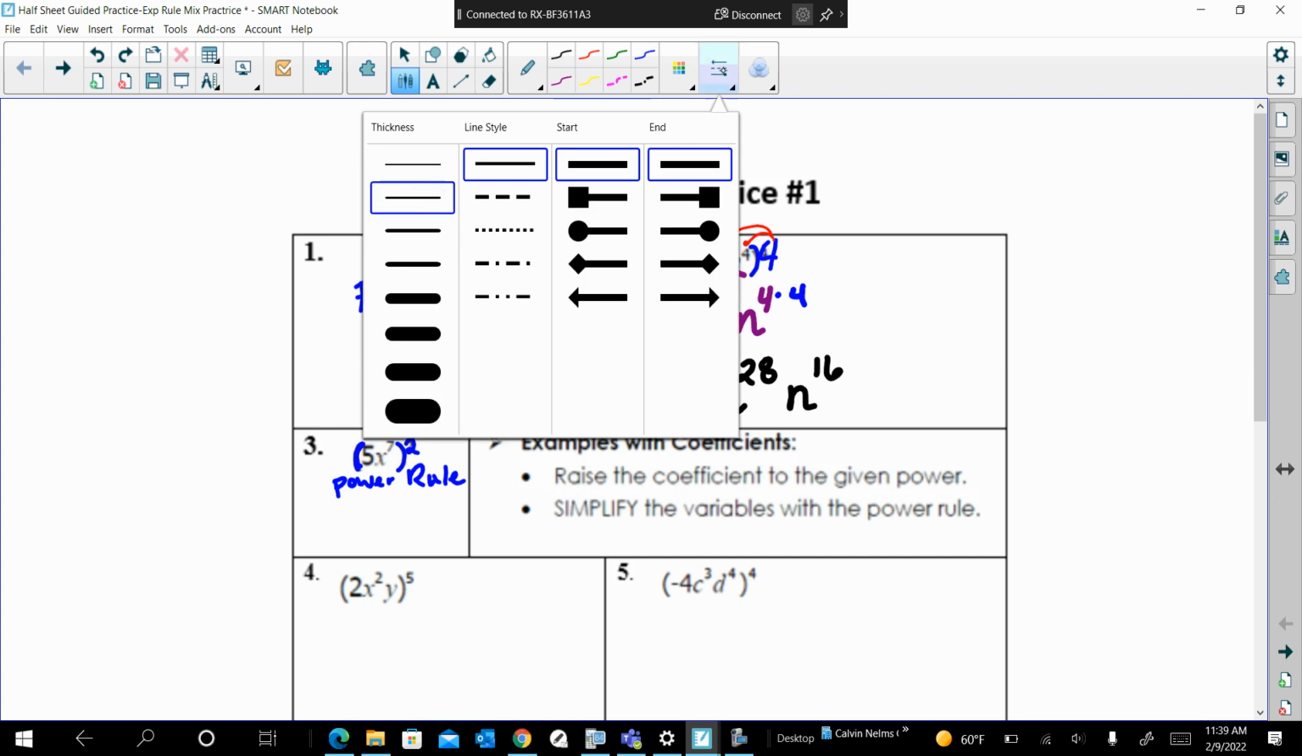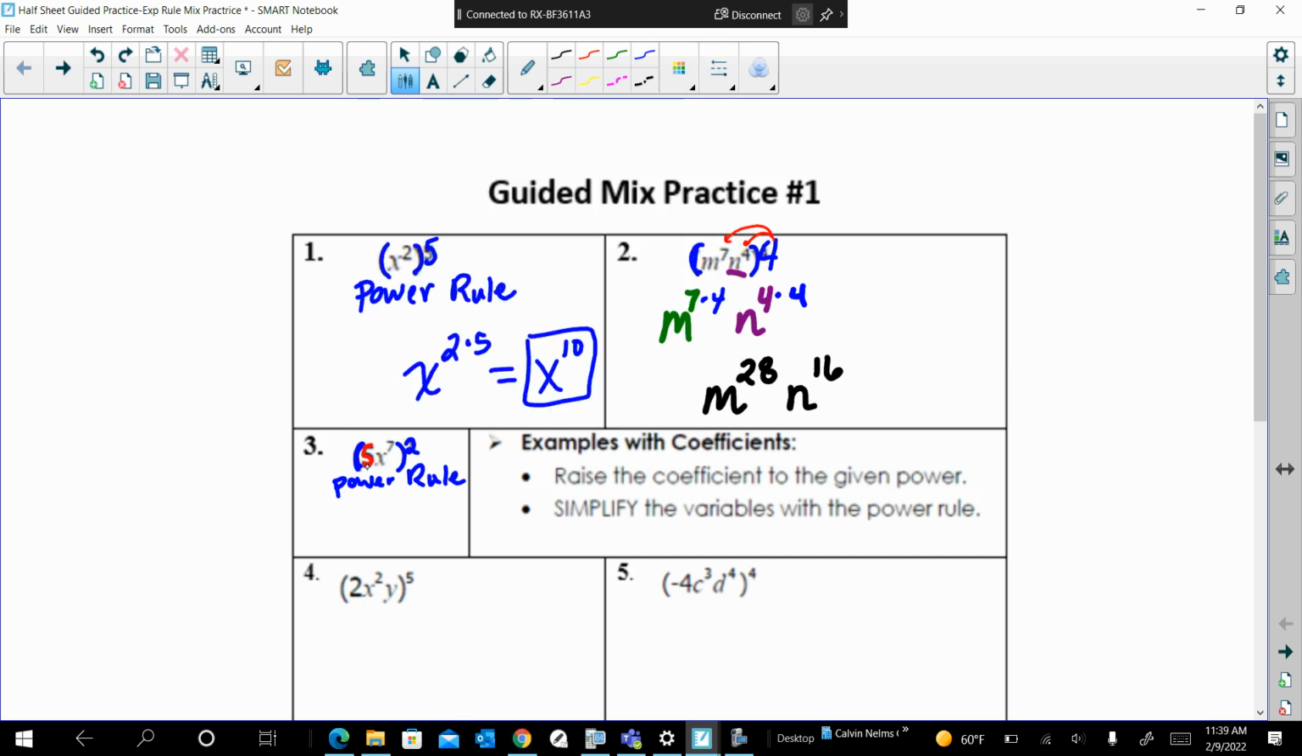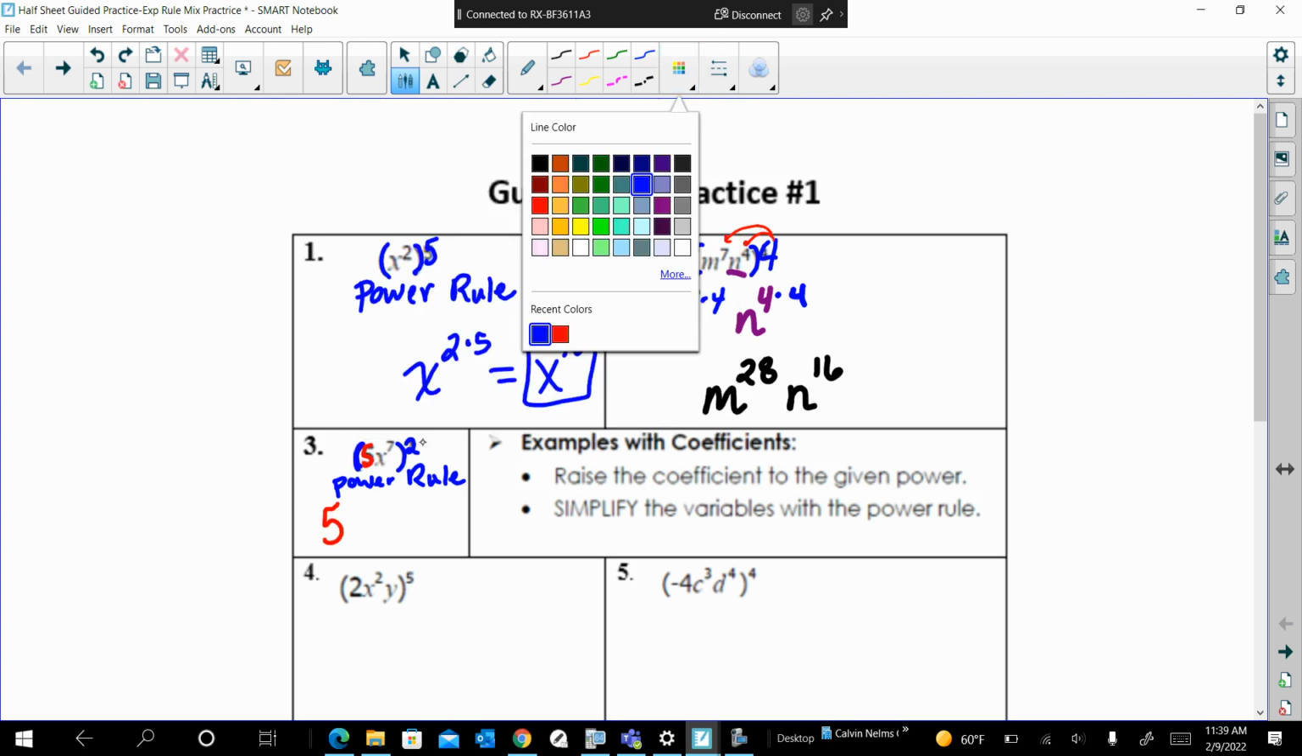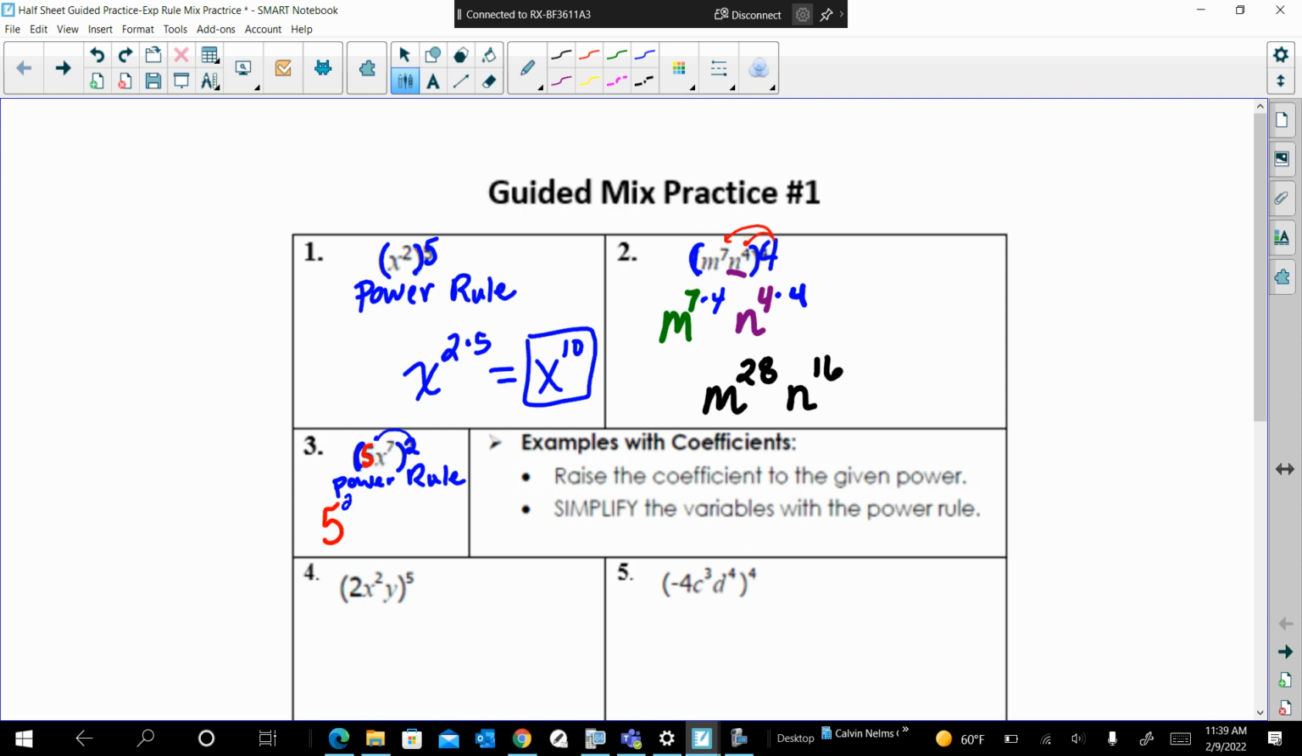Because you have the 5, right? That's your coefficient. You're going to have to distribute this exponent to that 5. So that's going to be 5 squared. You see what I did? I put the 2 with the coefficient, with the number. Then I go to the variable, which is x. X has an exponent of 7, but now I multiply that times 2. So this gets simplified to what?